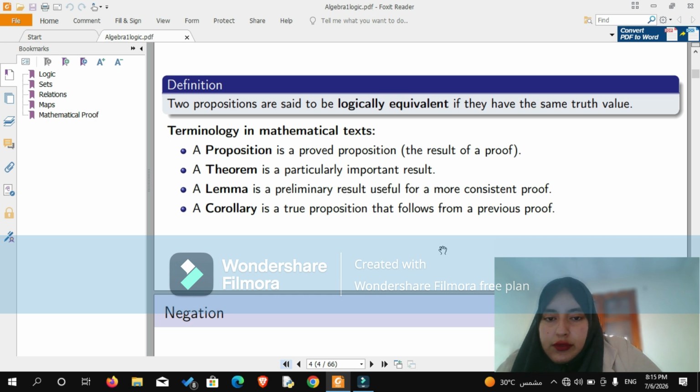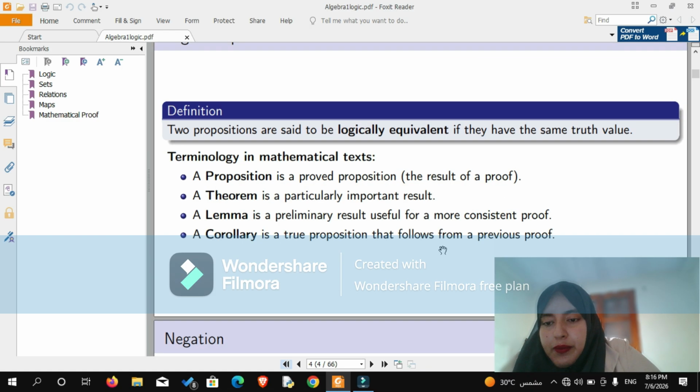Terminology in mathematical text: a proposition is a proved proposition or a proved statement. A theorem is a particularly important result. A lemma is a preliminary result useful for more consistent proofs, and a corollary is a true proposition that follows from a previous proof.